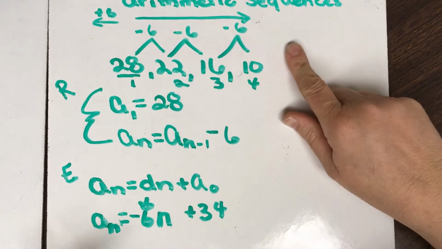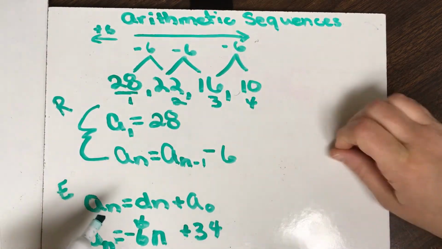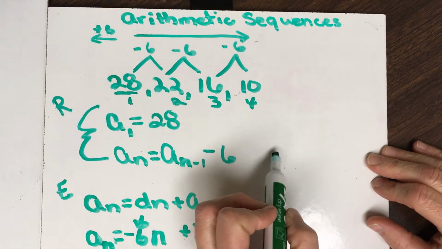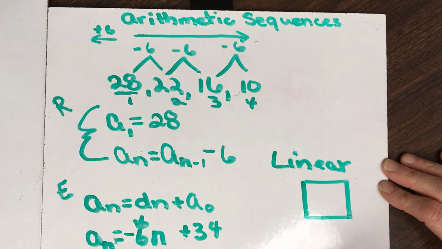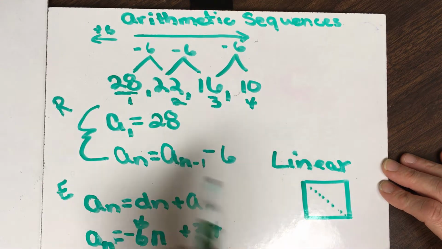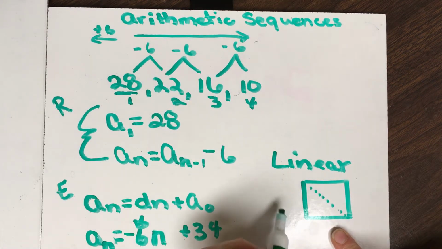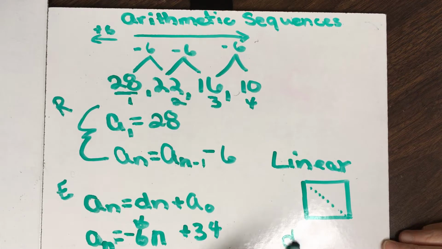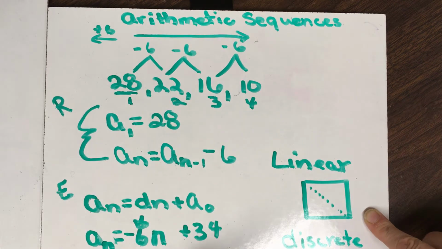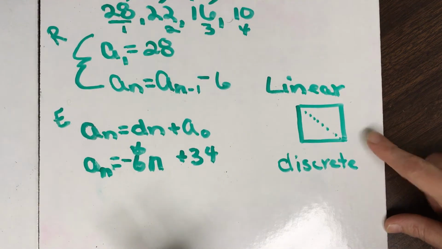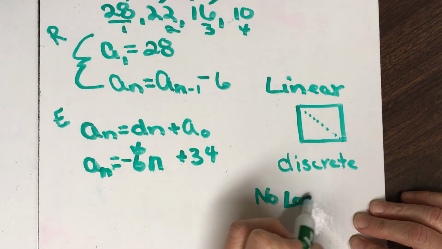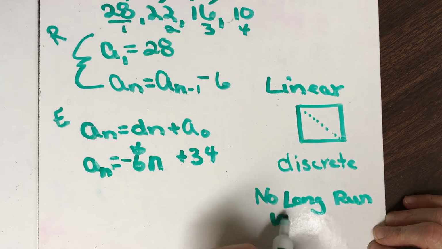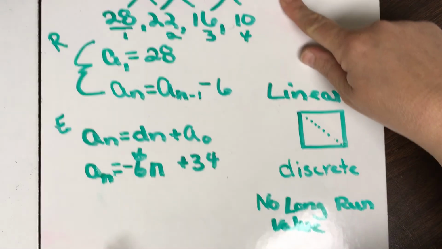Now, if you were to graph this, because we know it's arithmetic, it's a subtracting or an adding by a constant rate, we know that we would end up with something that was linear. It would be a straight line on our graph, but it would look something like that because we are subtracting 6 each time. We also know that we don't connect our dots because this is a discrete graph, or our points are discrete. And the other piece we know is that there is no long run value, because it's arithmetic.